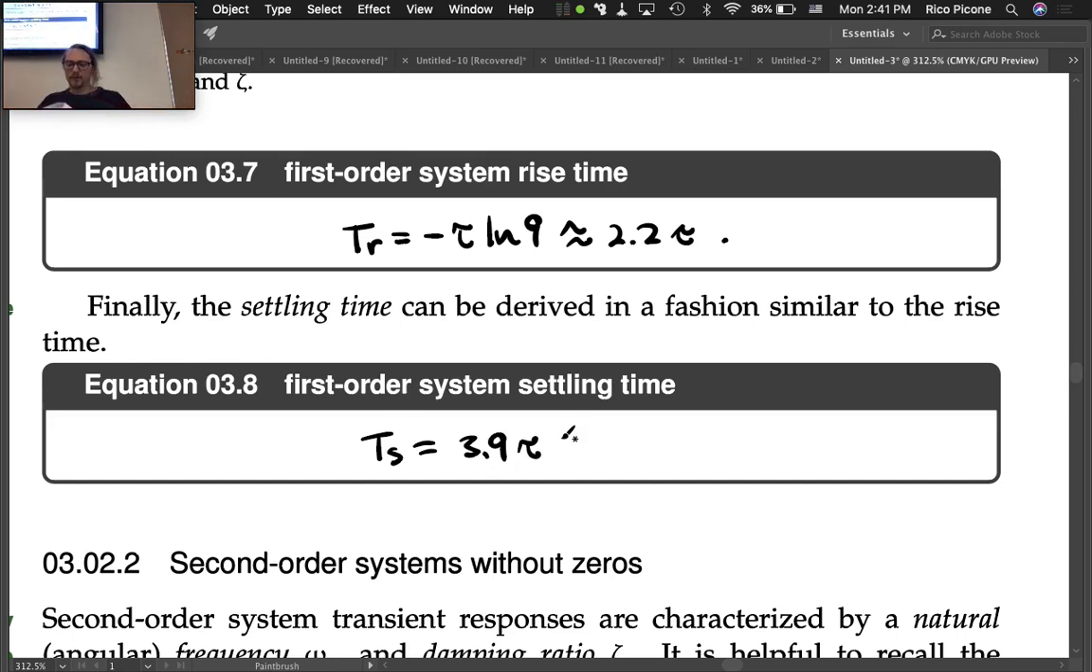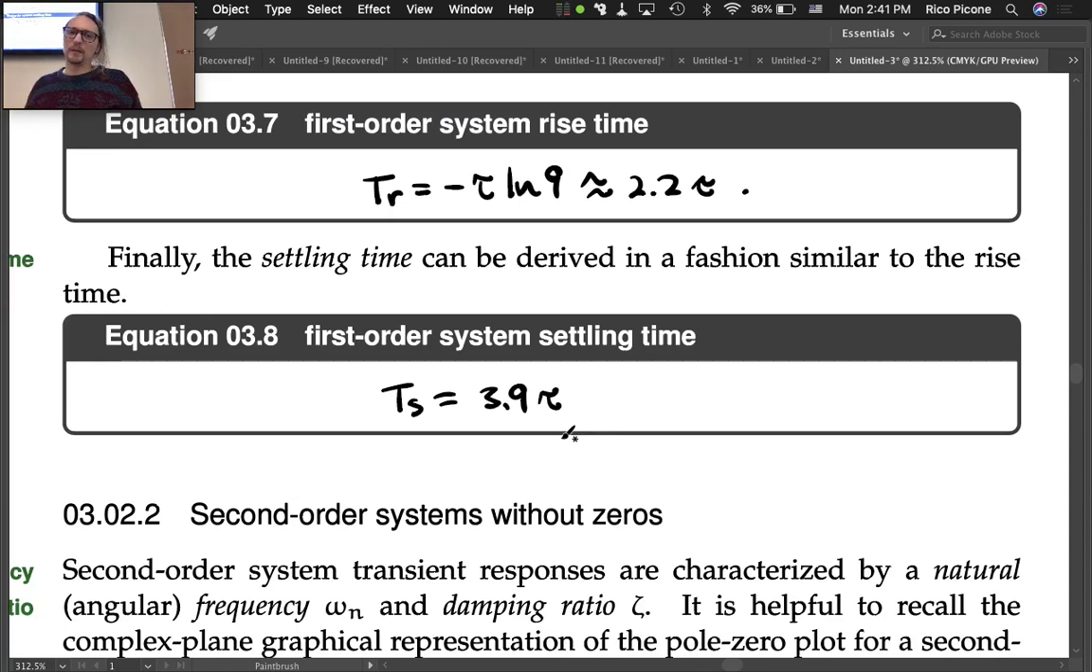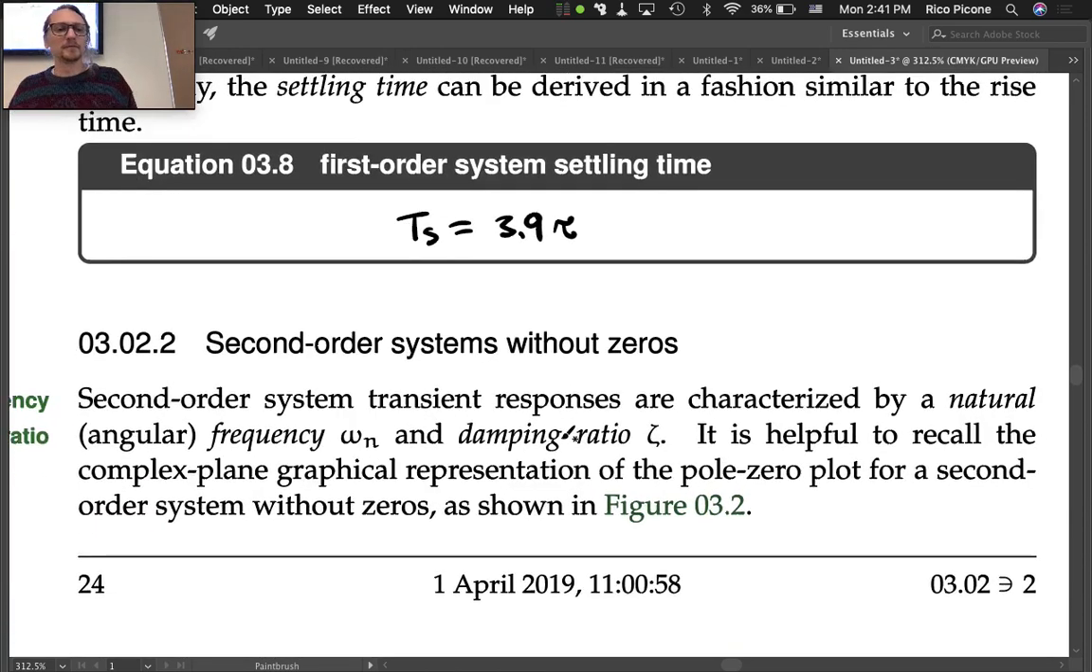Yep, 3.9. Good. So that's for first order systems. The only two performance criteria that are actually defined for a first order system are rise time and settling time. And they're just functions of the time constant. So the time constant's related to them in this way. I mean, it's pretty predictable. It's not too earth-shattering there.